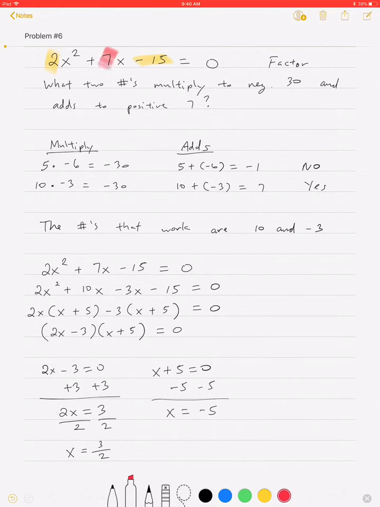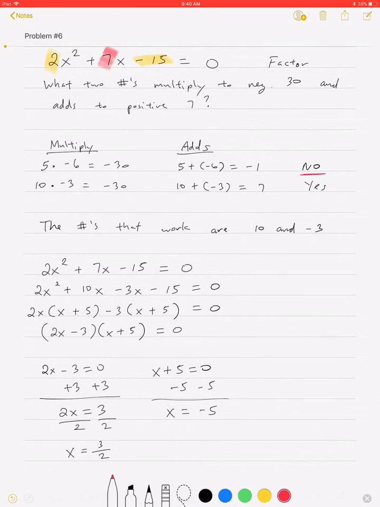So what two numbers multiply to negative 30 and add to positive 7? My chart below shows what I did. 5 times negative 6 is negative 30. That works. However, 5 plus negative 6 makes negative 1. It doesn't make a positive 7. So that's why I wrote no. These two numbers, 5 and negative 6, do not work.